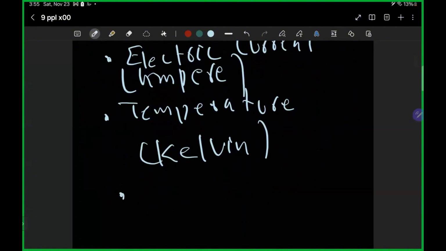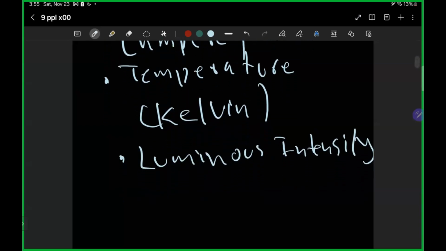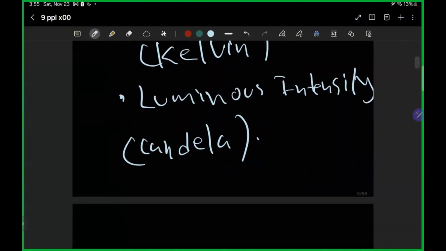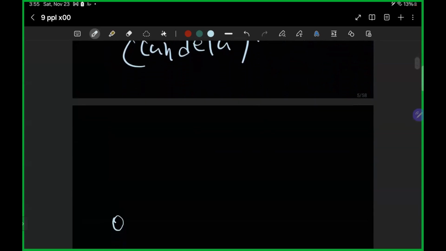And last but not least, the seventh base quantity is luminous intensity, and its unit is candela. So their units are base units, fundamental units: the units of length, mass, time, amount of substance, temperature, electric current, and luminous intensity are not derived. Now let us discuss the derived quantities.